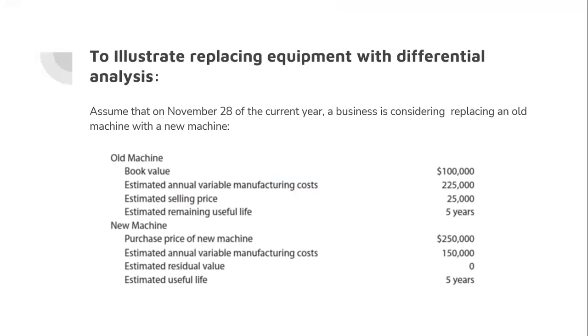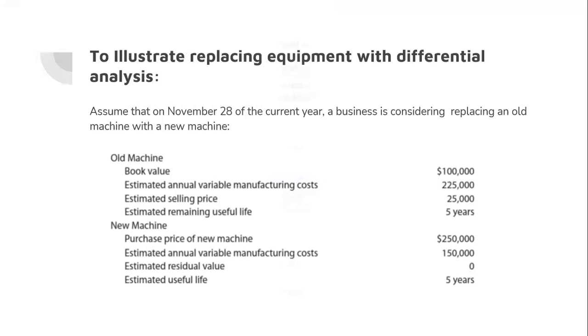The purchase price of the new machine is $250,000. Estimated annual variable manufacturing cost $150,000. Estimated residual value 0. Estimated useful life 5 years.